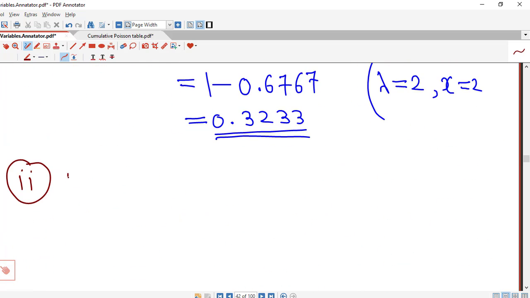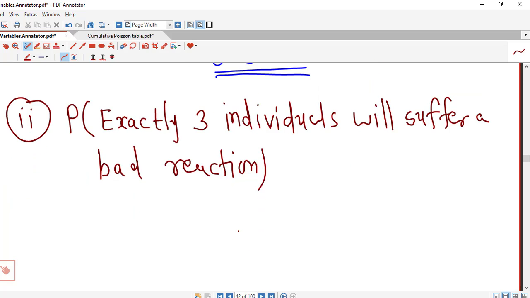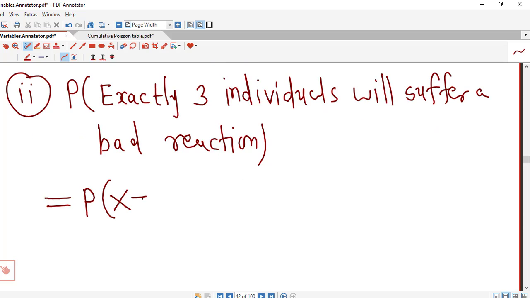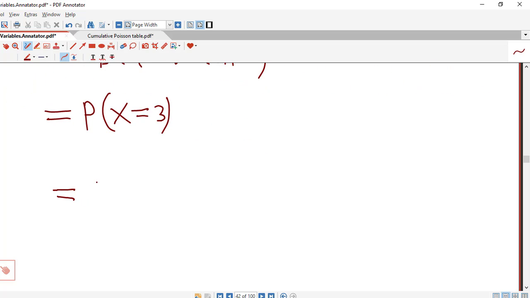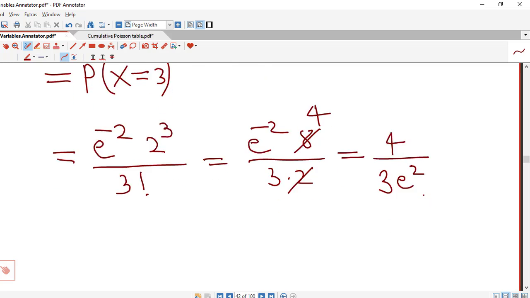So the probability that exactly 3 individuals will suffer a bad reaction. This event is equivalent to the probability that x equal to 3. So we put small x equal to 3 in that formula. So e raised to minus 2, 2 raised to 3 over 3 factorial. So this is nothing but 8 divided by 3 into 2. Here we can cancel out 2, and we have 4 divided by 3. e raised to minus 2 can be written as 1 over e square.